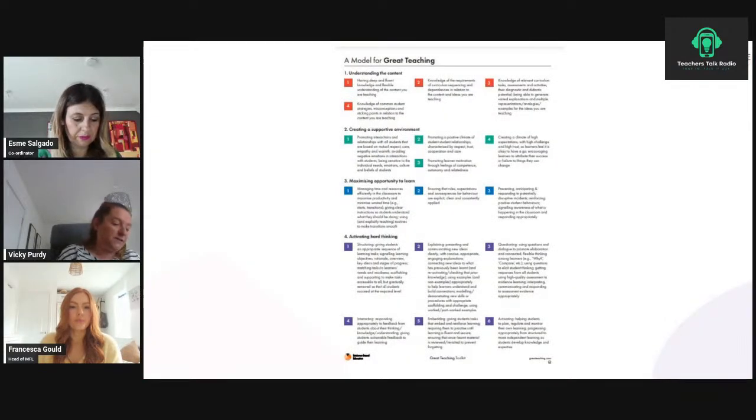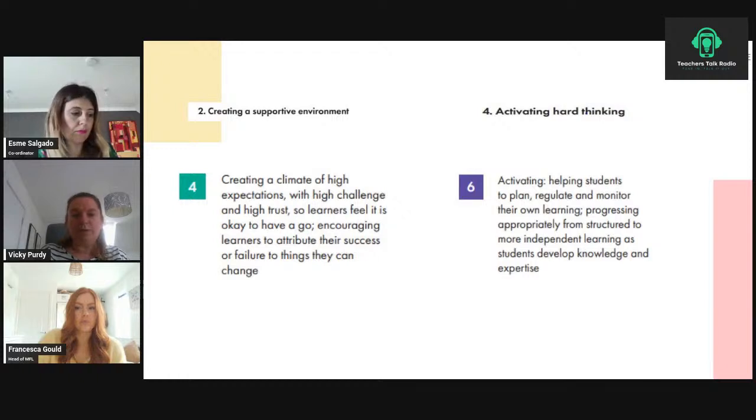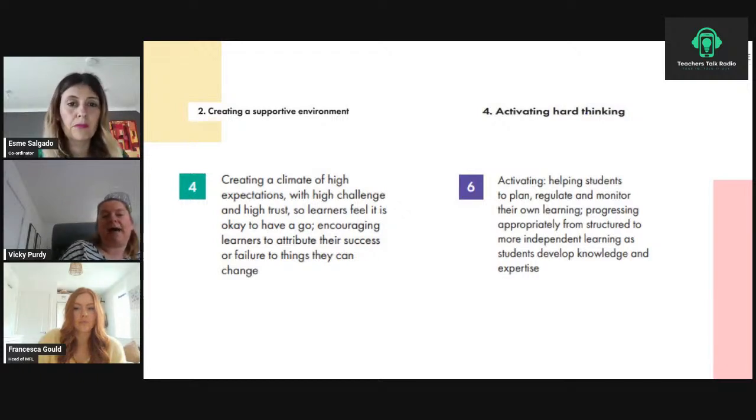So in terms of thinking around our team improvement plan, we actually referenced the Great Teaching Toolkit by Evidence-Based Education, because we felt it was a really reliable source of research, and a really useful tool in terms of making some best bets around the next steps for our students. So you can see that there's a summary on here. But in particular, we wanted to zoom in on these two aspects.